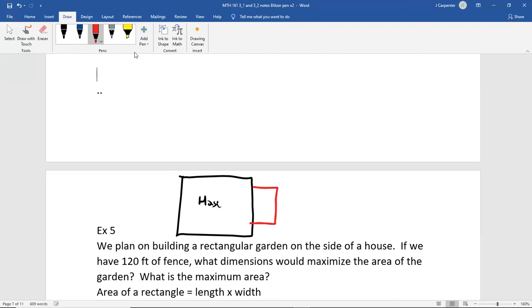When we build a garden or a pen to the side of another building, you don't need to fence the side that's attached to the house because the house is going to keep it from escaping. Your tomatoes aren't just going to go through the house, right? I know that was a weird way to say it, but what can you say? I'm weird. So here is our fence. The red is our fence.